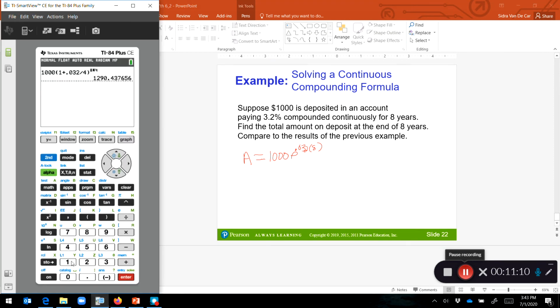So we come over here and we go 1,000 e. So you have the e key right here. I'm going to hit second and the LN key, and then we're going to go 0.032 times 8. Notice that I get back slightly more money than I do compounding 4 times a year. Compounding continuously is compounding every instant of time, so it should be more money. So it's $1,291.75.